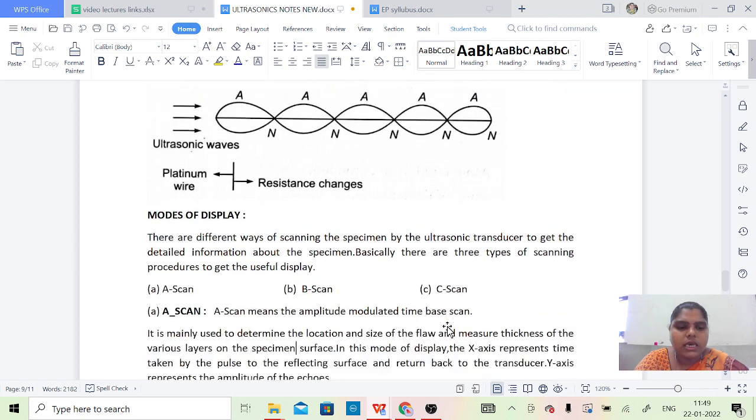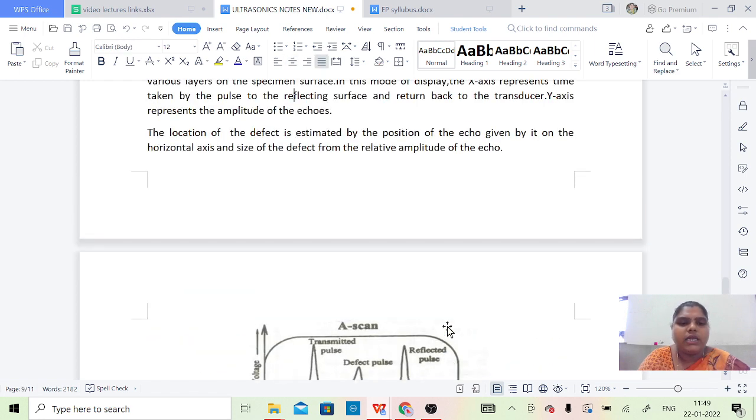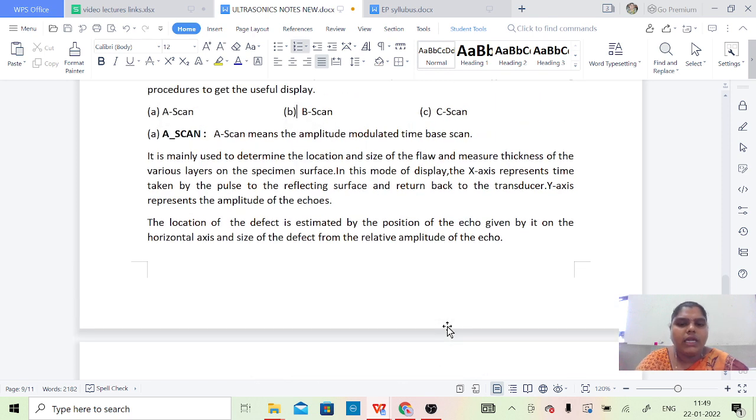And next, see the modes of display. There are different ways of scanning the specimen by using the ultrasonic transducer to get detailed information about the specimen. Basically, there are three types of scanning procedures to get a useful display. That is the A scan, B scan and C scan.